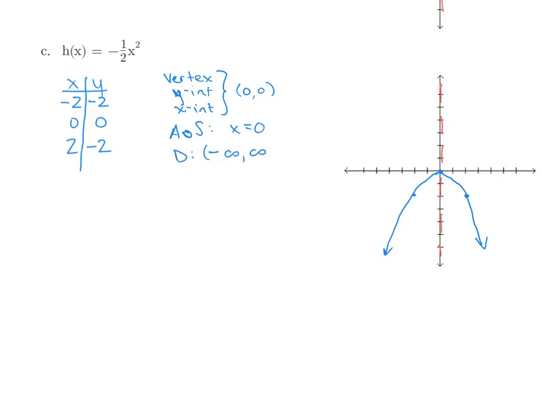Our domain is -infinity to infinity. And our range, this is now pointing down, so it is going to be -infinity, comma 0. Remember that for range we go bottom to top. Since these arrows are going down forever, that gives me my -infinity. My top value is 0.